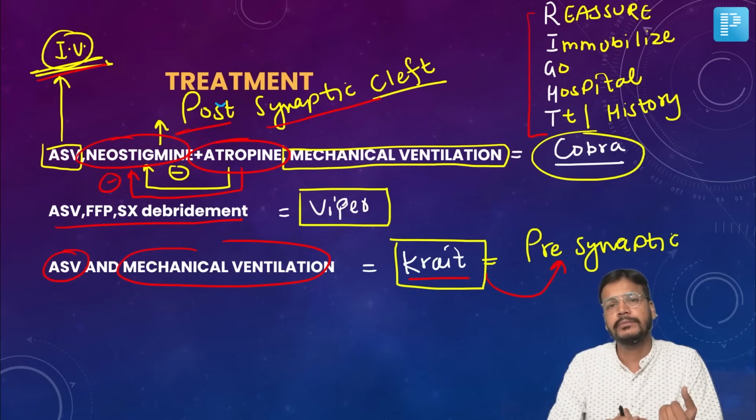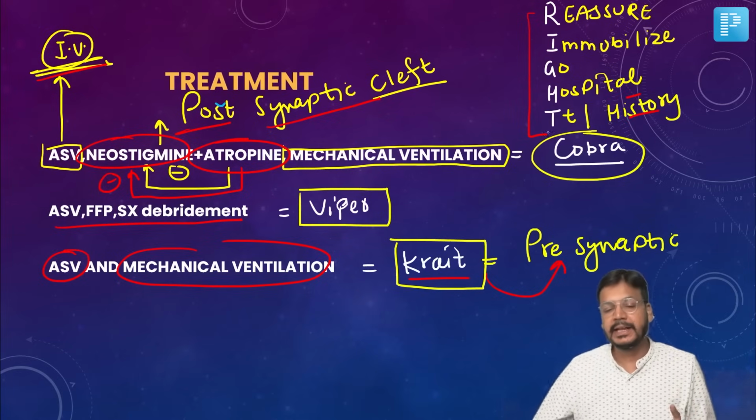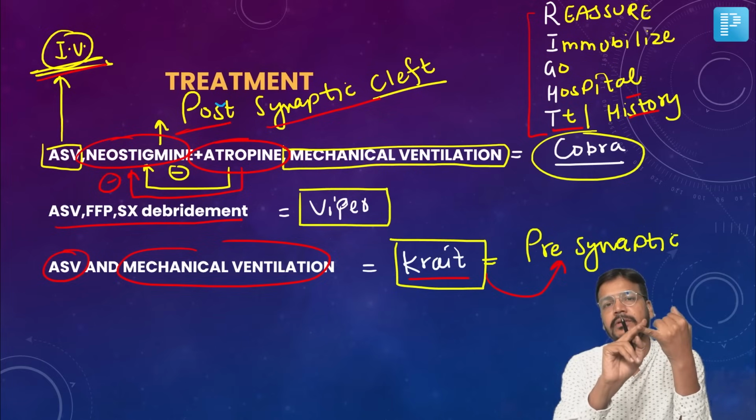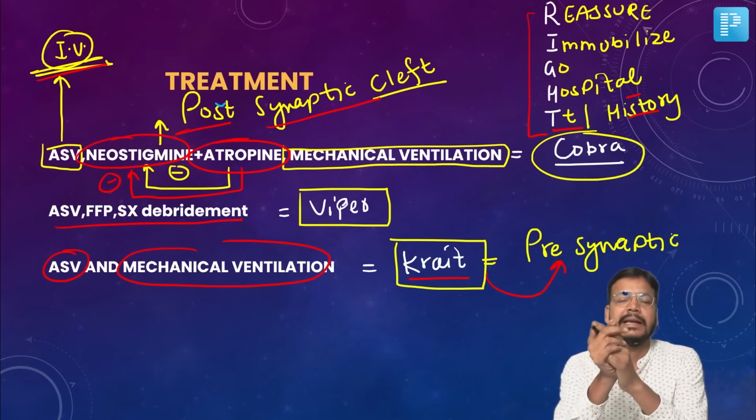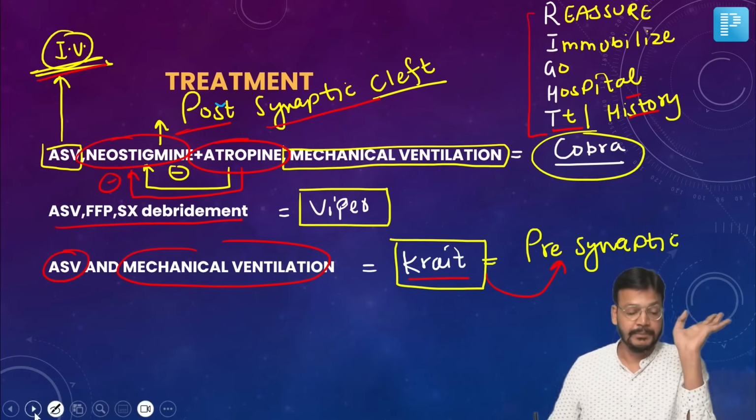Strategy for snake poisoning, right? R, reassure. I, immobilize. G, go to hospital. H is history taking and T is treatment. Revise with me. R, reassure. I, immobilization. G, go to hospital. T, treatment has to be started. H, proper history taking. Sir, this is right. Very important word.